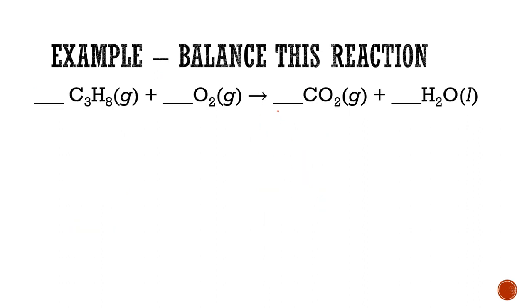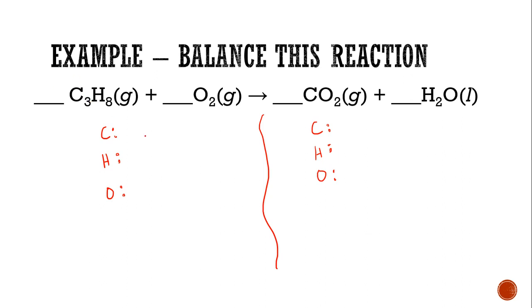Here's another example of us balancing a reaction. So I like to again split it in half and list the elements I have. I have carbon, hydrogen, and oxygen. Here I have carbon, hydrogen, and oxygen. Now we need to count up how many elements on each side that we have.